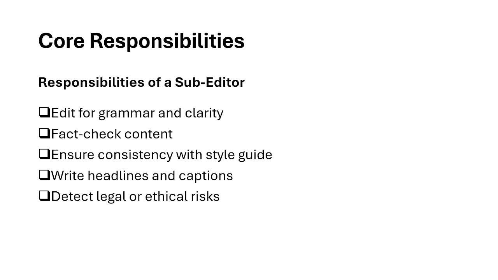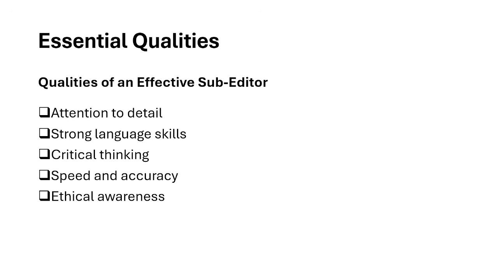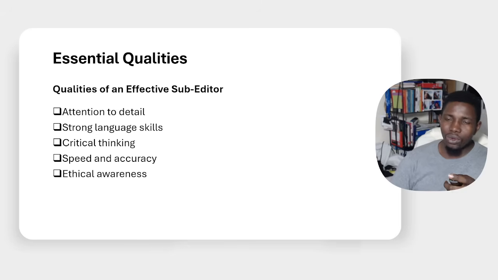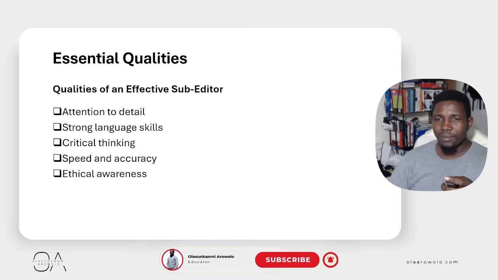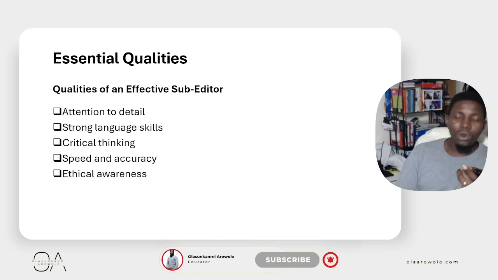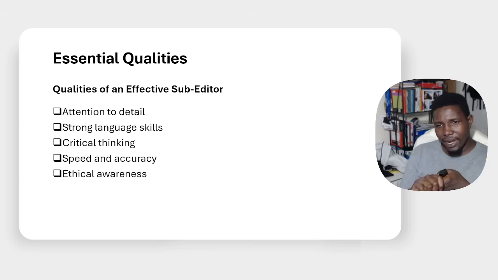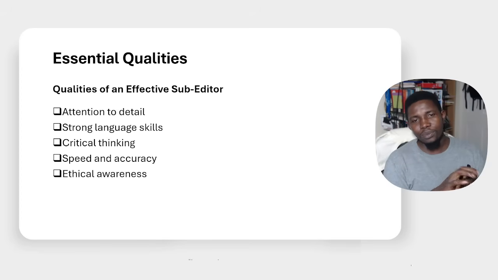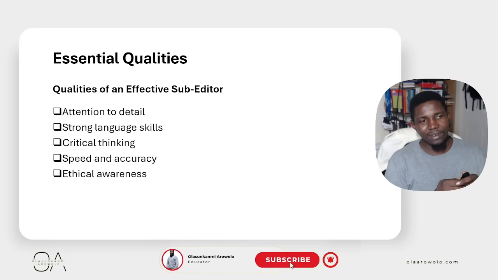And they also have some skills that make them very effective. What are these skills? They pay attention to details. They give an uncommon attention to details. They try as much as possible to attend to any sort of errors that could harm the content. So they have strong language skills, critical thinking, speed and accuracy, ethical awareness. And all of this put together makes them effective at what they do.